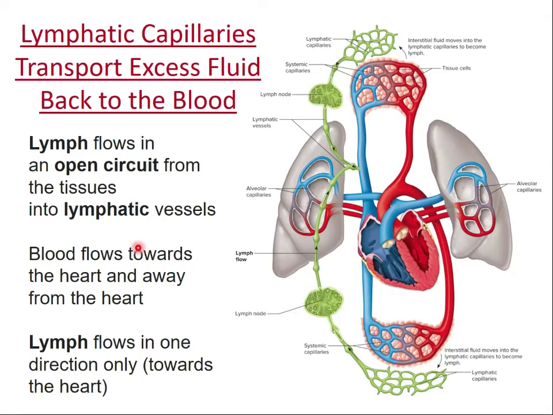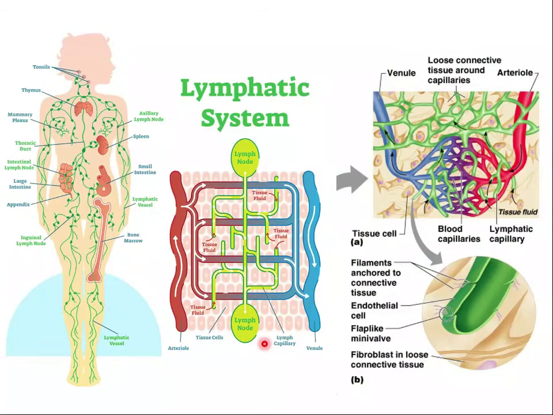A few things to know. The fluid that is flowing through these lymph vessels is called lymph. And this is an open circuit. It's not a closed circuit like the blood, the vascular system. It begins at the capillary level and comes to the vein that brings it back to the heart. And lymph flows only in one direction, always towards the heart.